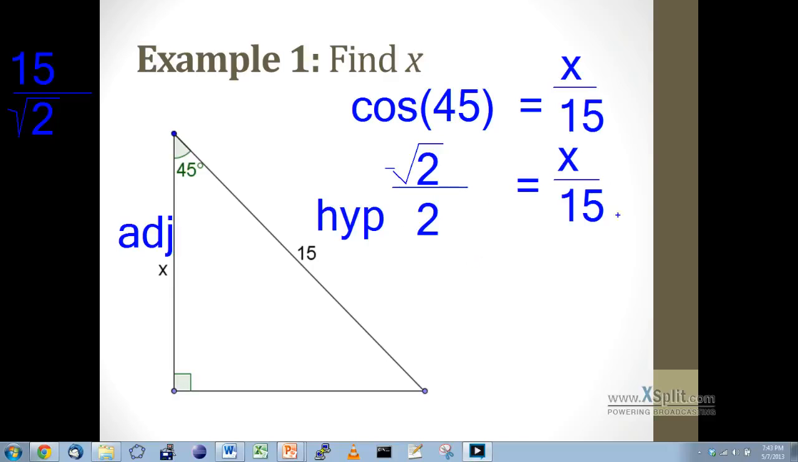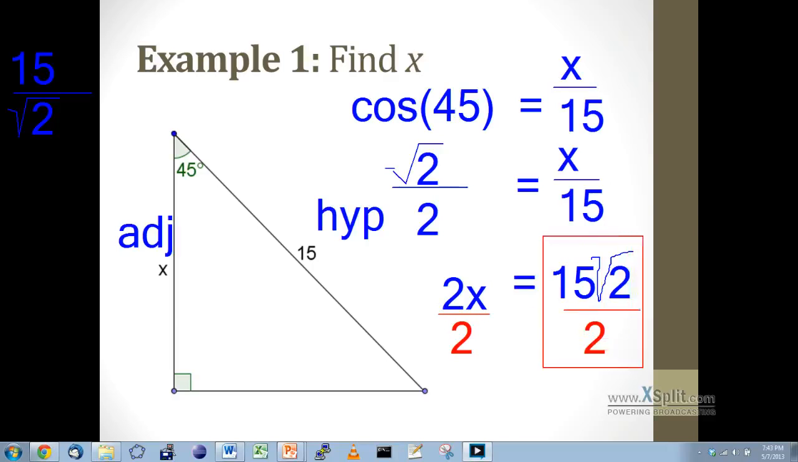We can cross multiply here. On the one side we get 2x. On the other side we get 15 times root 2. And then we can divide both sides by 2. And we're done. This answer right here is your final answer. We did not use a calculator for that. Note that for the mastery quiz we will not use calculators. But we got a final answer: 15 root 2 over 2.